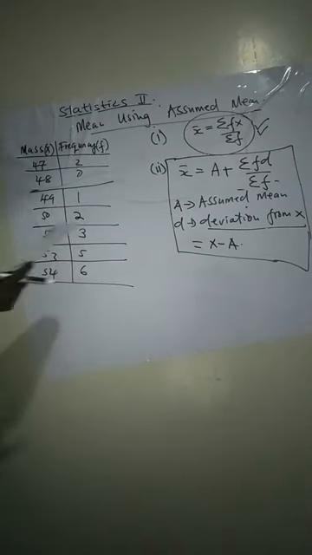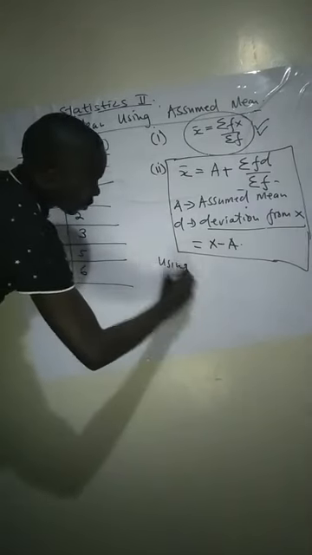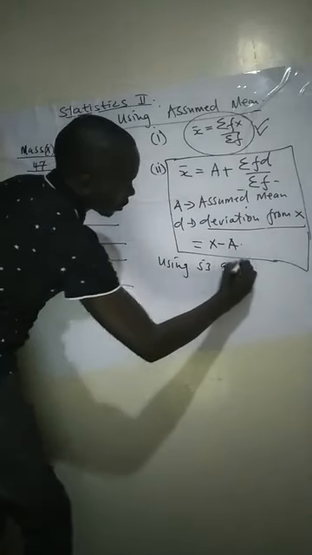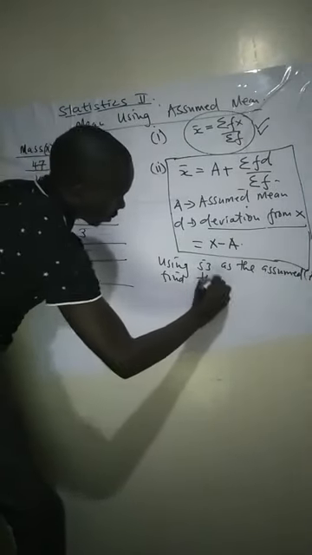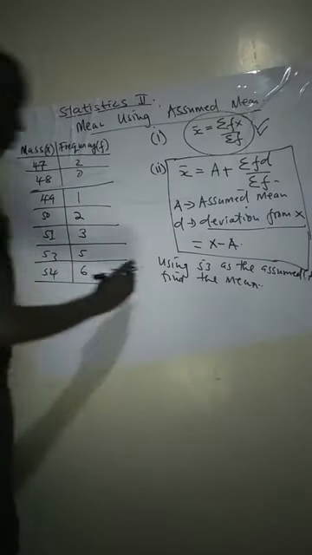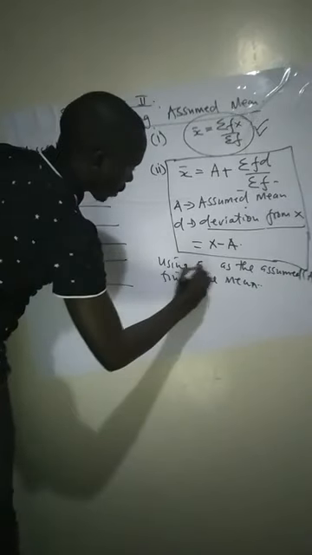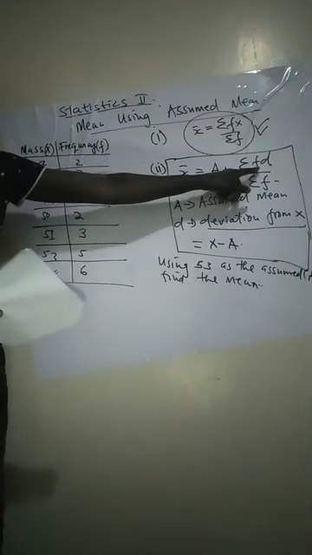So we are told, given the assumed mean, so using 53 as the assumed mean, find the mean. So write this one properly, 53. So in that case, therefore, I will be required to get the value of... we already have the value of A, we already have the value of F.